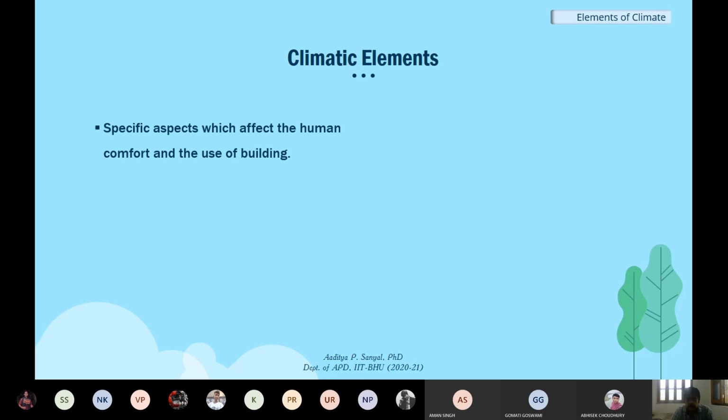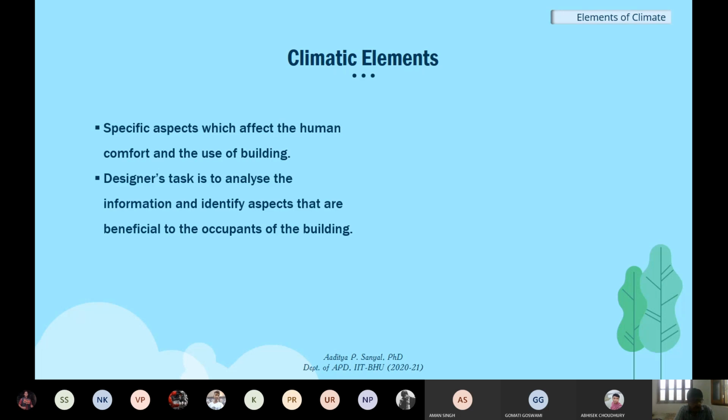So the specific aspects which affect the human comfort and the use of a building, we need to focus on that. It need not be that the human comfort level is only with the thermal. You could have visual comfort as well to be taken into consideration. And the designer's task is to analyze the information and identify aspects that are beneficial to the occupants of the building. Which parts of the climate do you need to look at? Can you tell me so that you can start your design process?